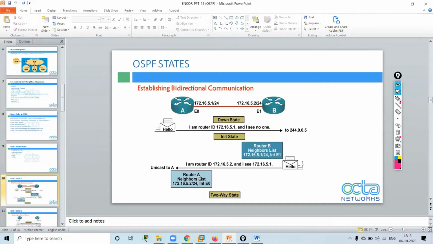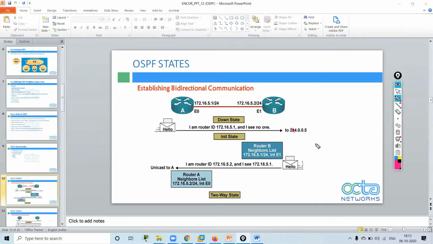Then comes my initialization state. In the initialization state, a router that has been advertised with a network, where we have advertised a network inside router ospf, will send a hello packet on the multicast address 224.0.0.5. So here it is 224. By mistake it is given as 244.